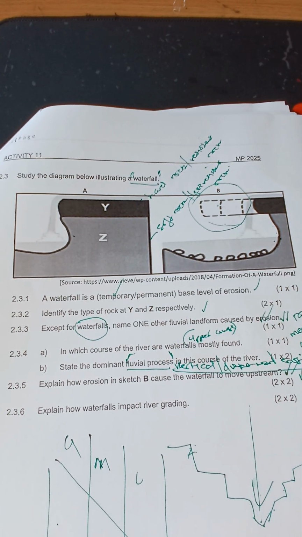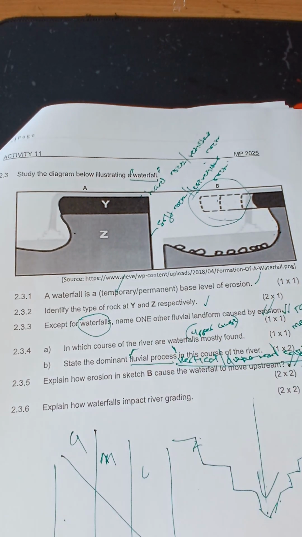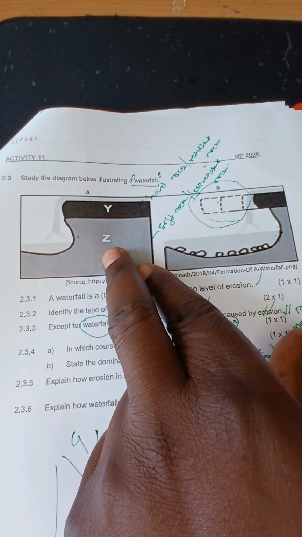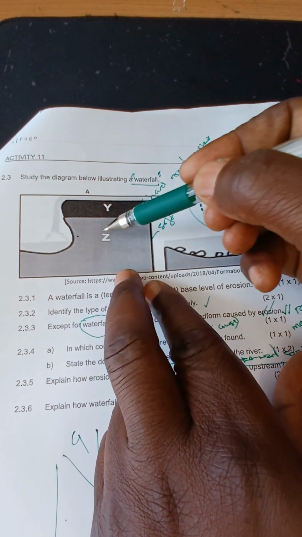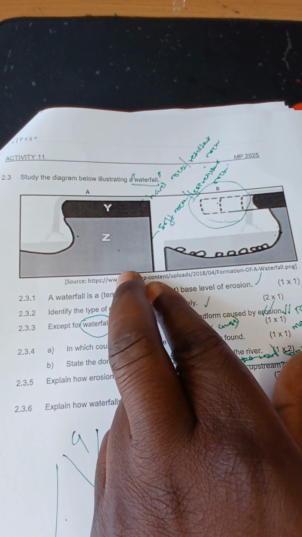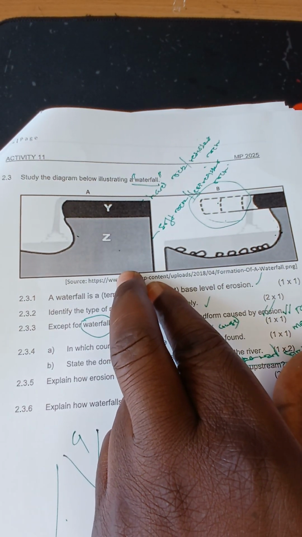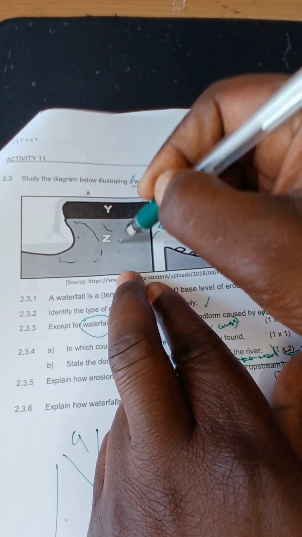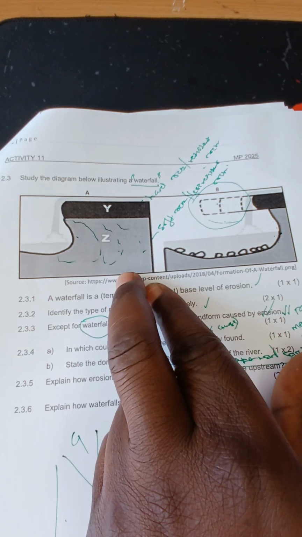Can I say it again? Okay. How this has happened: we are saying the softer rock, that is Z, is eroded, leaving the hard rock, which is Y. Then erosion undercutting the less resistant rock occurs, which means this is the less resistant rock. There is erosion that is taking place upstream.